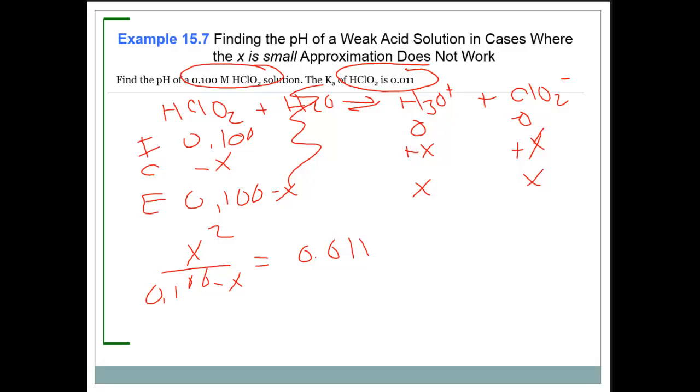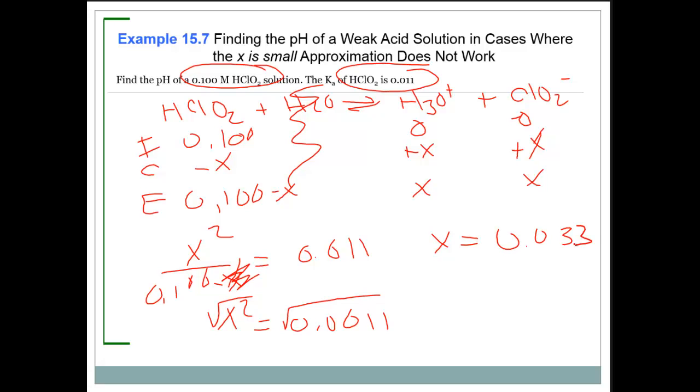All right, we're going to first of all assume that that x is insignificant, so we're going to get rid of it. Then we're going to cross multiply. That comes out to be x squared is equal to 0.0011. To get rid of that square, we're going to take the square root of both sides, and that comes out to be 0.033. Now let's see if that's within our 5% rule.